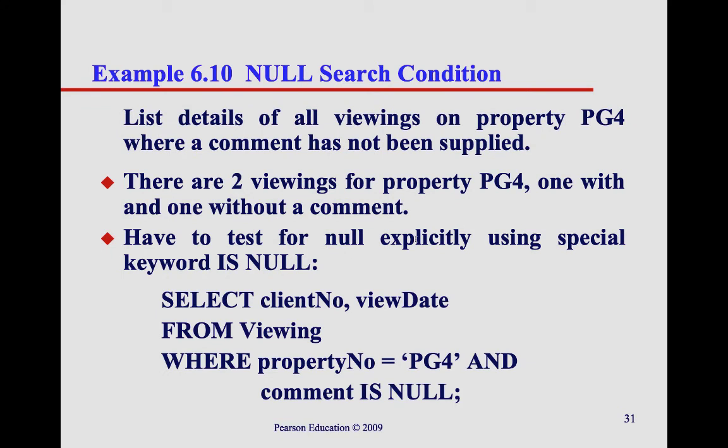Okay, sometimes you want to be able to retrieve tuples where a column's value is null. For example, I might want to get all viewings on properties where a comment was not supplied, i.e. where the comment is null. And you have to write it this way. You have to say where the column name is null. You can't say where comment equal null. That won't work.